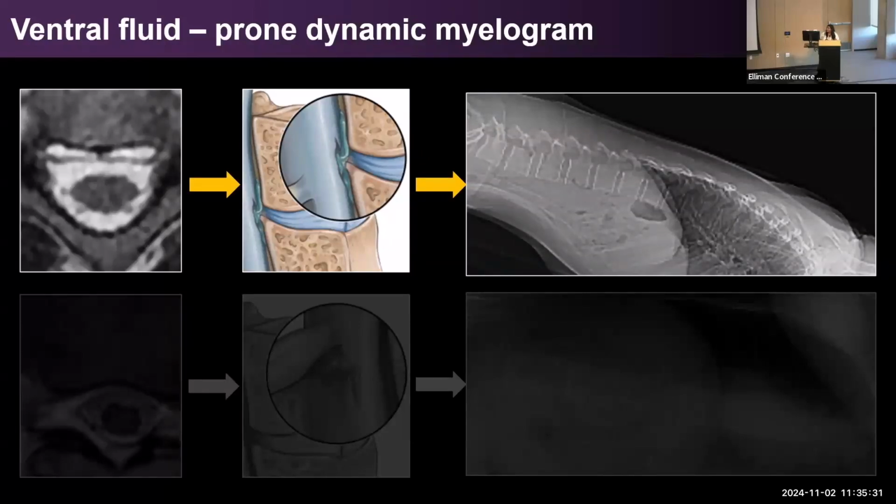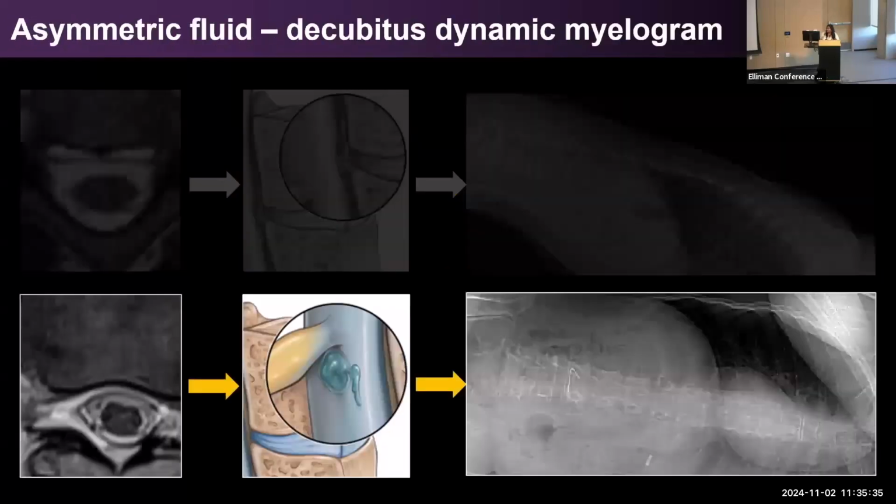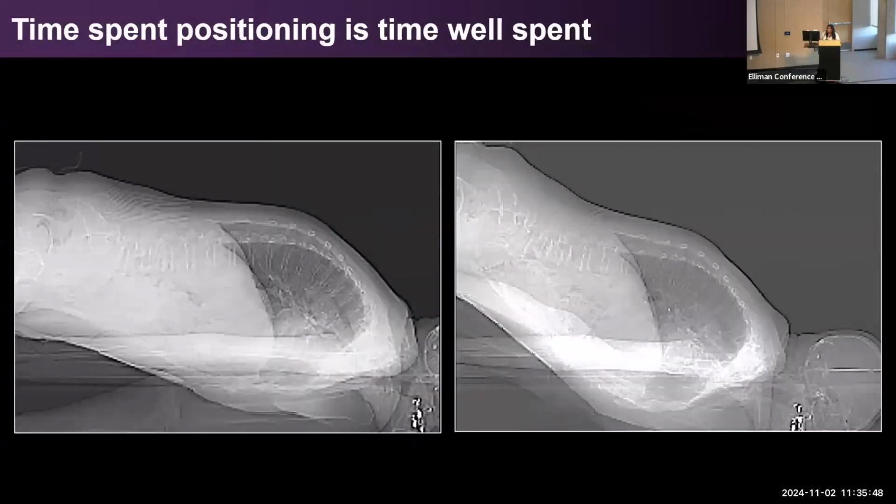later on. So when there is ventral fluid, we're thinking about doing prone myelogram, and when there's more asymmetric fluid and we're thinking about a lateral leak, so one of these leaks that arises from the nerve root sleeve, usually at the armpit of the nerve root sleeve or at the shoulder, then we will position the patient on the side. And as I said, time spent positioning is often time well spent.